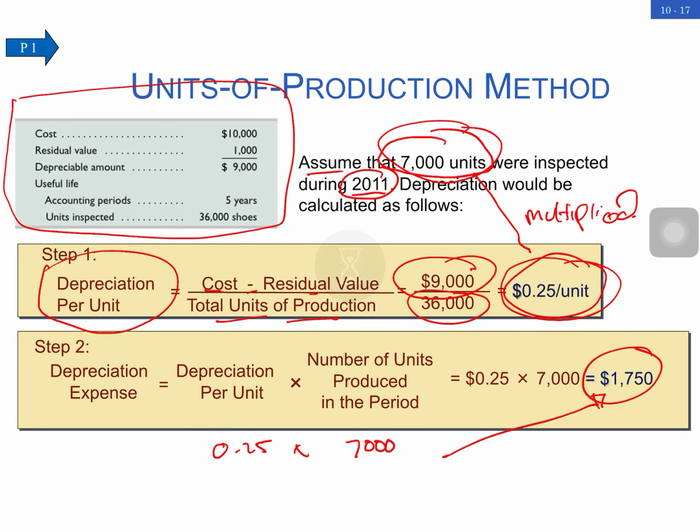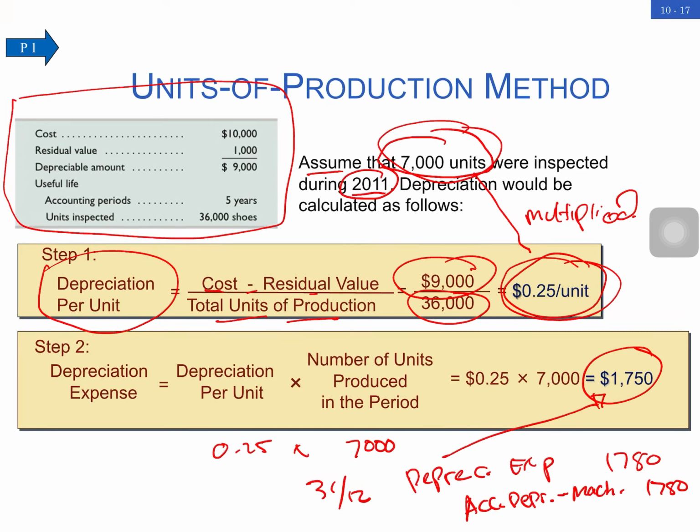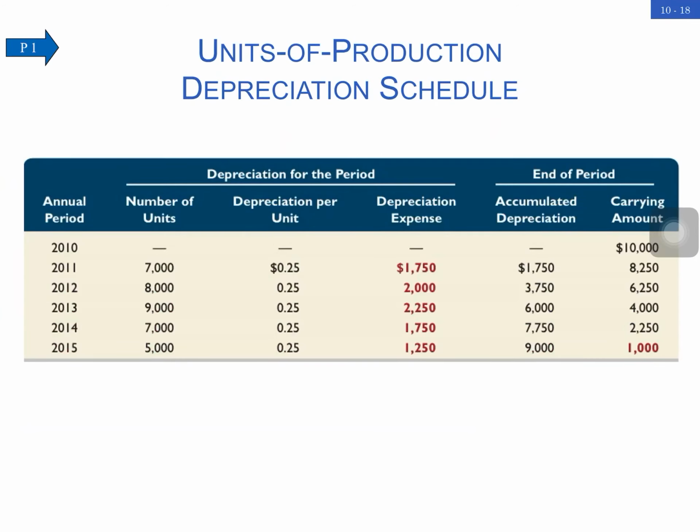Okay, to record, sorry. So at the end of the year, you will record depreciation expense 1,750, and then on the credit side, accumulated depreciation machinery 1,750 at 31st of December. Okay. So this is the schedule of units of production depreciation method.